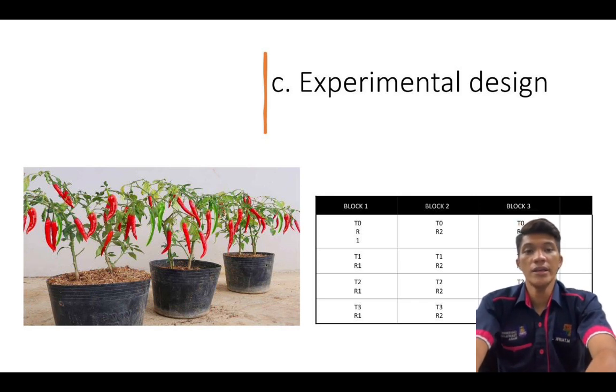Okay, for the experiment design, I use 3 blocks, where block 1 has T0 R1, block 2 is T0 R2, and block 3 is T0 R3. Following that, each block has each treatment T1, T2, and T3. It is all the same in each block.